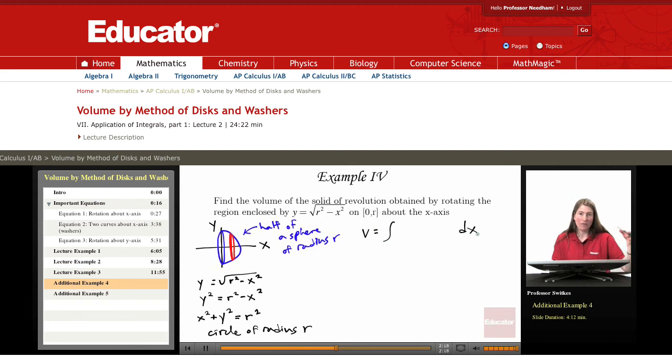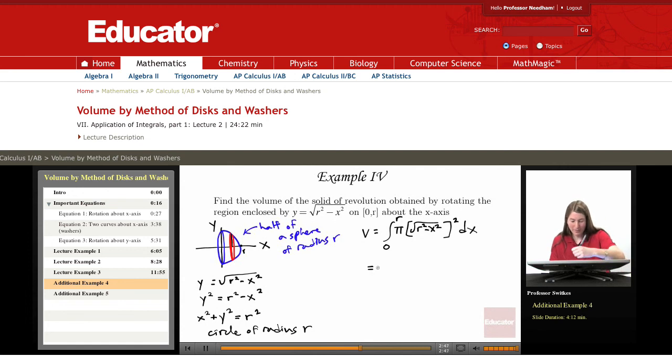The cross sections are circles, and so we have a pi times radius squared. The radius is the distance from the curve to the x-axis, and that is radical r squared minus x squared minus 0. And the radius is being squared. And we're integrating from x equals 0 to out here where x equals r.